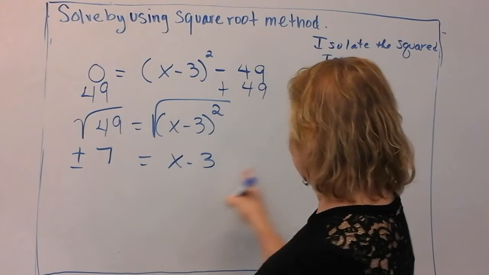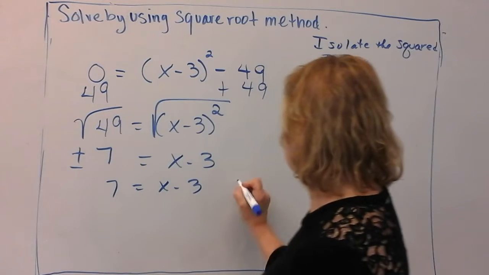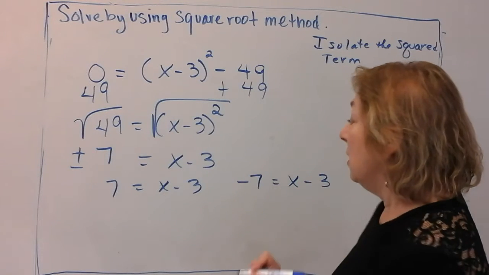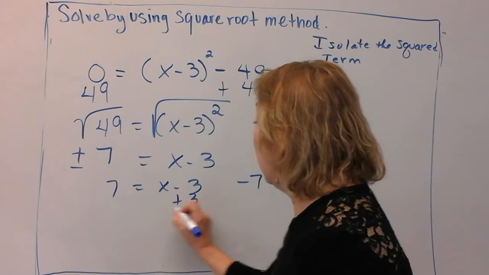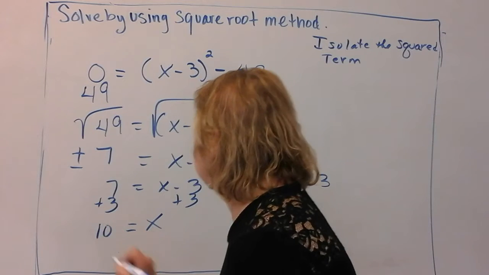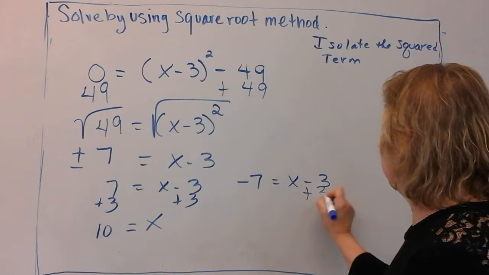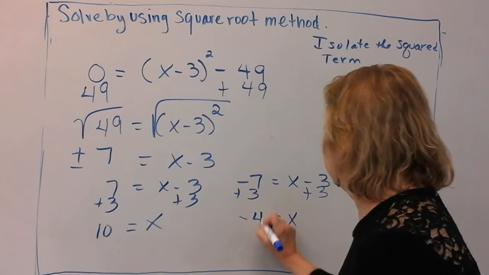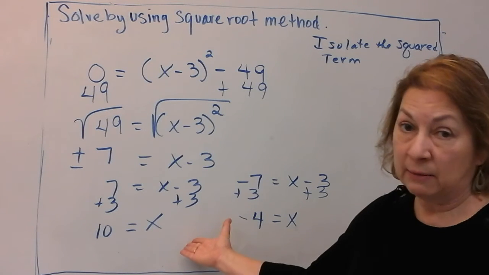I'm going to write this out as two different equations so you can see fully what I'm doing here. So I have the positive 7 equals x minus 3, add 3 to both sides, and I get x equals 10. Over here, for my second solution, I'm going to add 3 to negative 7 and get x equals negative 4. So my two answers are negative 4 and positive 10.